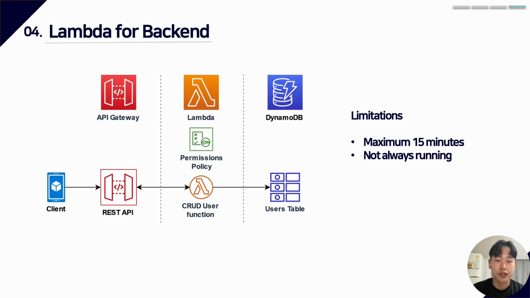AWS Lambda's serverless nature is more suitable for event-driven tasks, smaller functions, or cases where the benefits of easy scaling and reduced operational overhead outweigh the limitations. It's essential to choose the appropriate architecture based on the specific needs and requirements of your application.